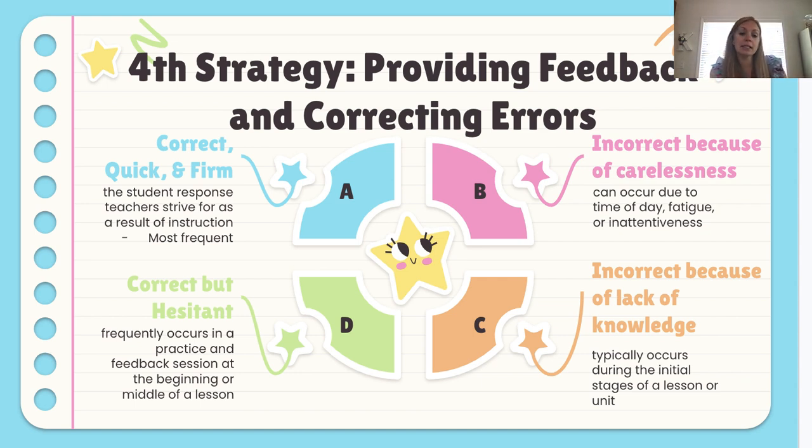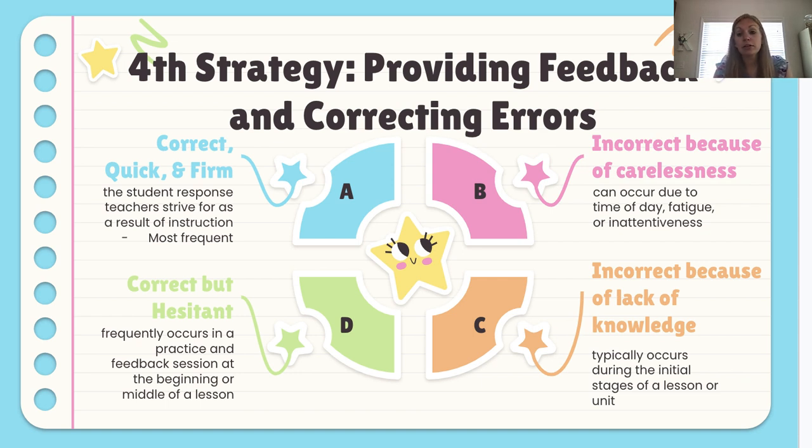Correct but hesitant frequently occurs in a practice or a feedback session. And this is usually in the beginning or the middle of the lesson when they're not as confident in that concept, but throughout they'll get more confident based on their practice and doing it correctly. But that's why feedback is so important.